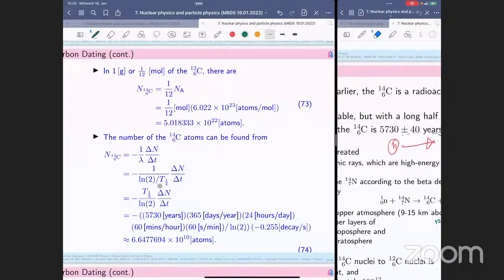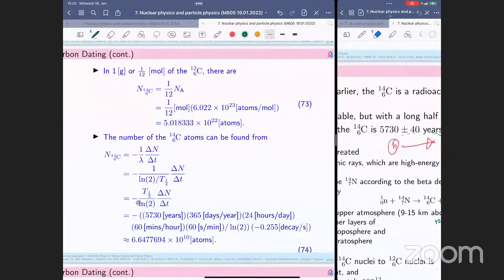So this one is minus 0.255, but the half-life is 5,730 years. So you have to convert everything into the SI system. SI system means the time should be expressed in seconds. It's 5,730 years times 365, so we convert years to seconds, right?